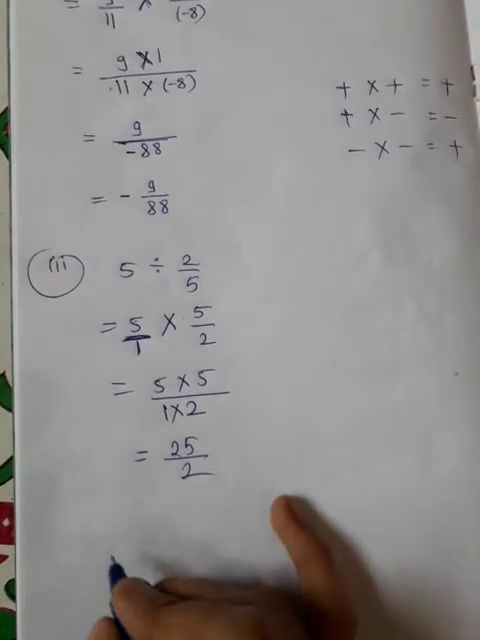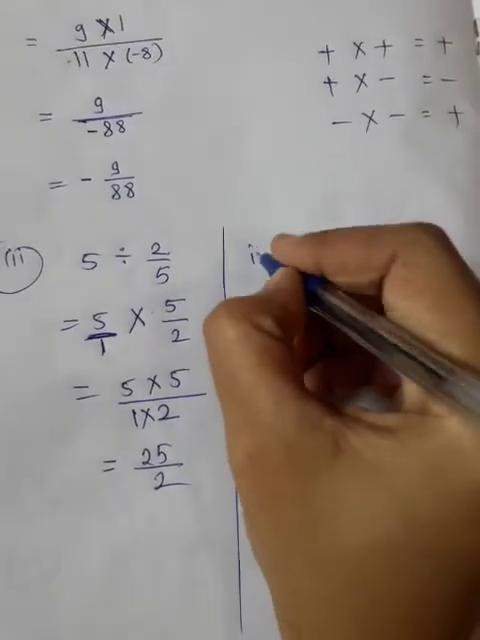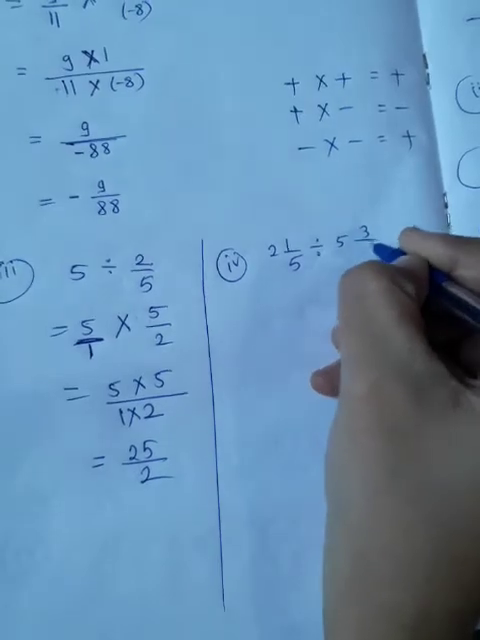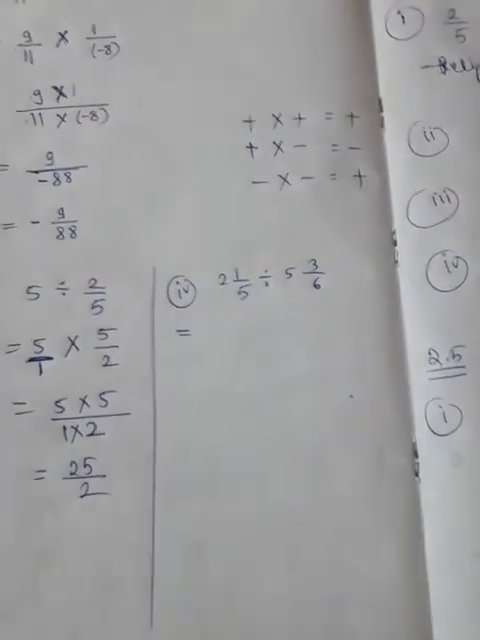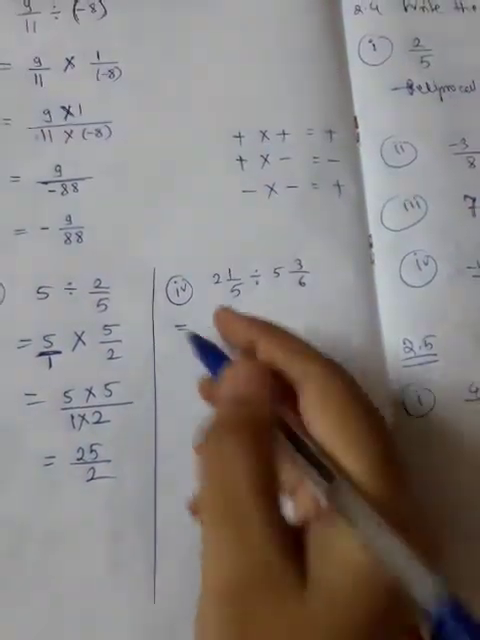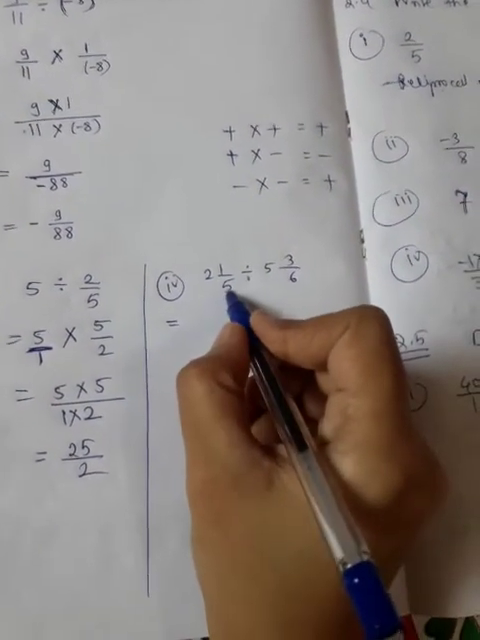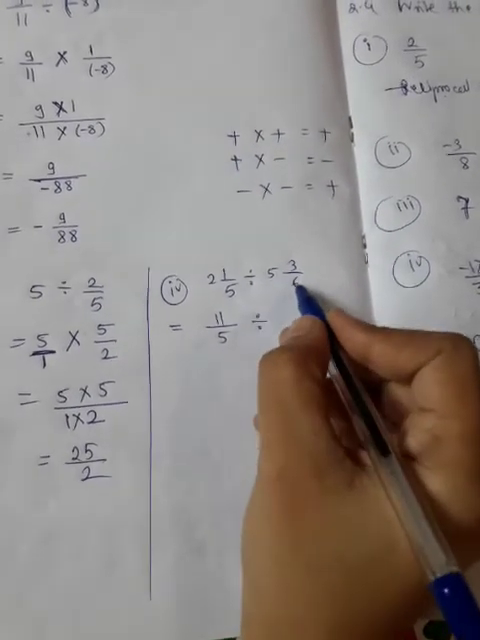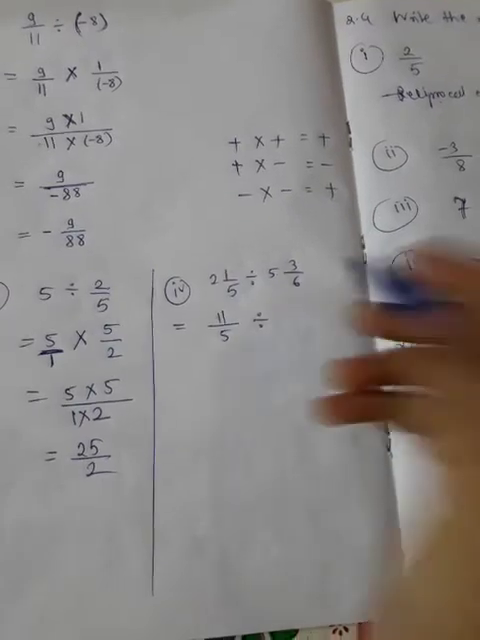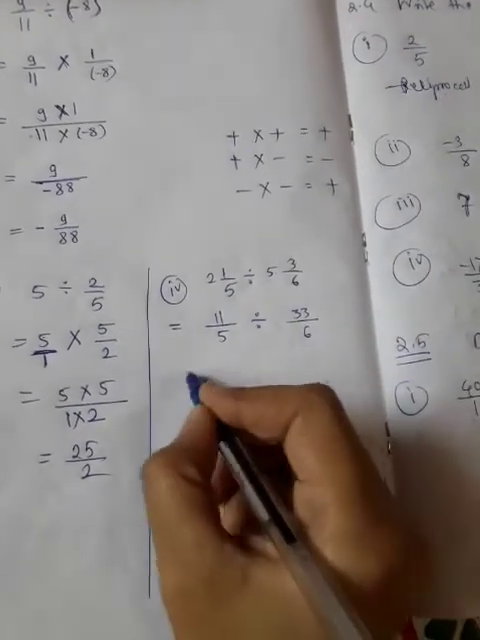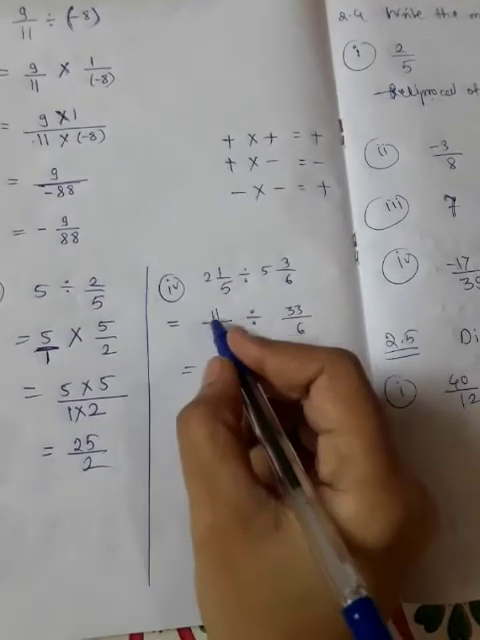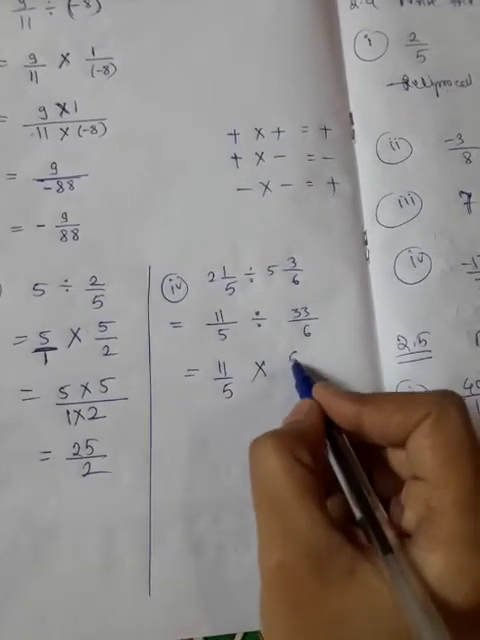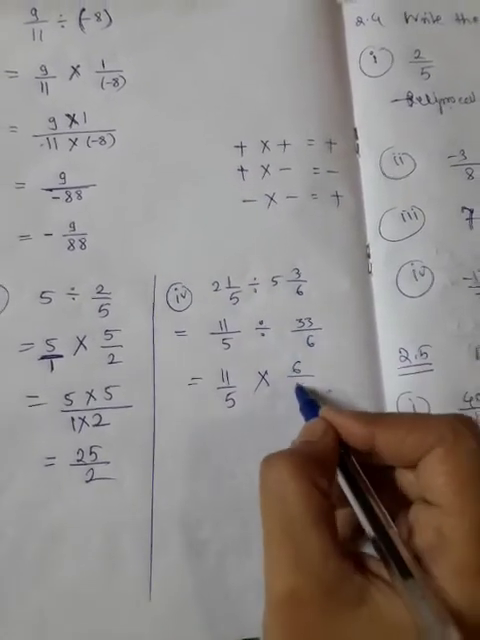Now see example number 4. 2 1 by 5 divided by 5 3 by 6. Okay, so I have told you, whenever there is a mixed fraction, first convert it into improper. So 2 1 by 5 can be written as 5 into 2 is 10, 10 plus 1 is 11 upon 5 divided by, here 5 6s are 30, 30 plus 3 is 33 upon 6. Okay, whenever there are mixed fractions, first convert into improper. Now do division. Write first as it is, change division sign by multiplication, write reciprocal of this. So reciprocal of 33 by 6 is 6 by 33.